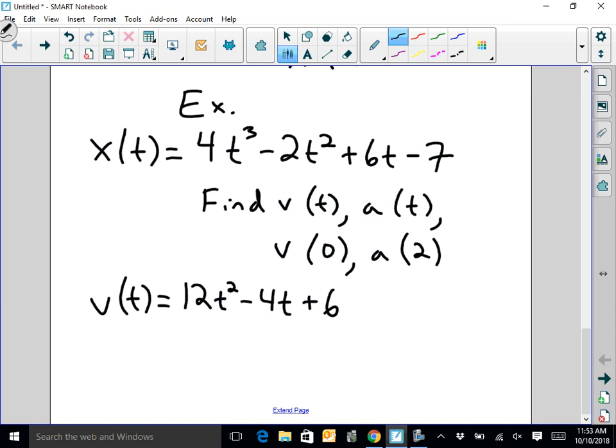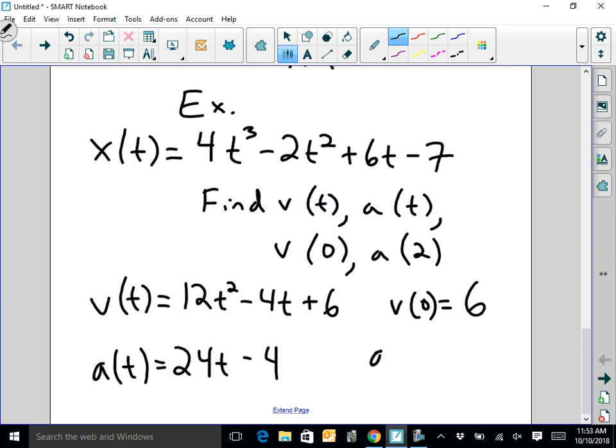A of t would be another derivative, so that would be 24t minus 4. To find v of 0, I'm just going to plug in 0 for t, and I'm going to get 6. No units in this problem, so I don't need to worry about it. A of 2, it's going to be 24 times 2 minus 4, which would be 48 minus 4, which is 44.